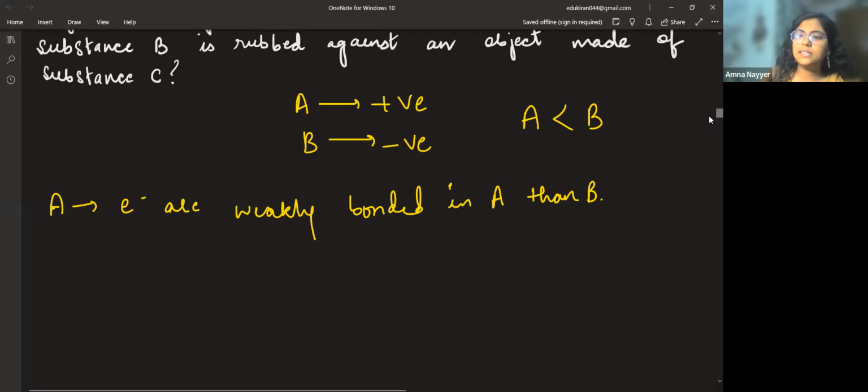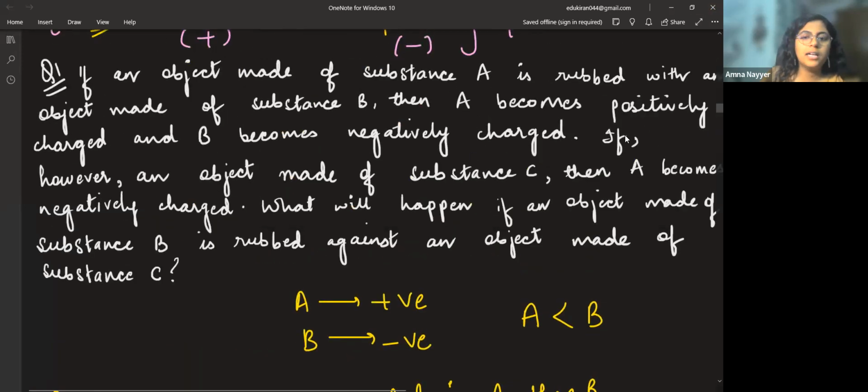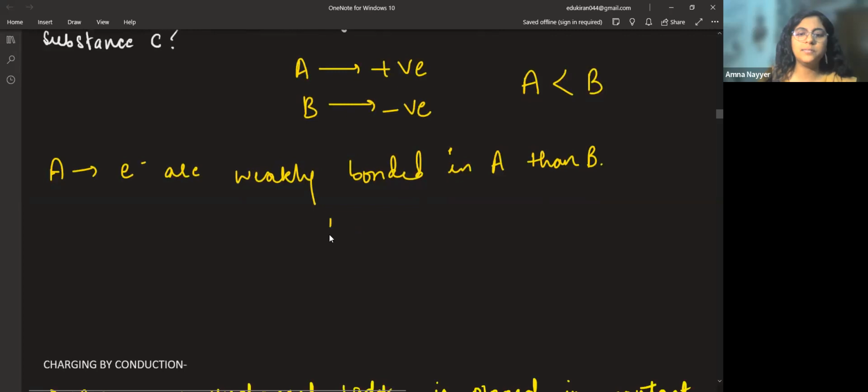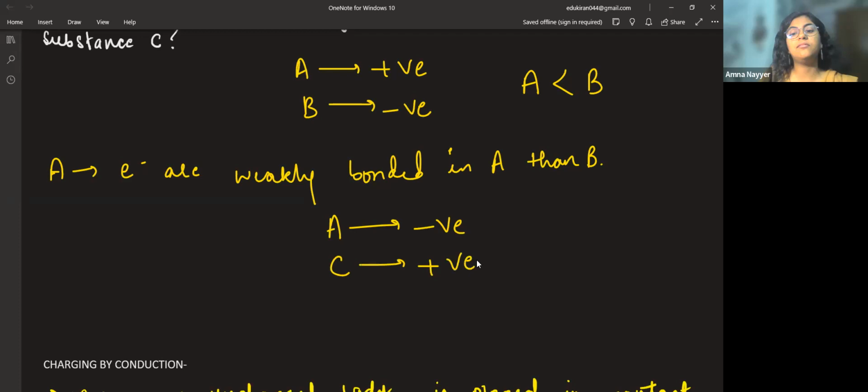Then it says C was also introduced. If, however, an object made of substance A is rubbed with an object made of substance C, then A becomes negatively charged. That means C automatically becomes positively charged here. This is saying A is negatively charged and C is positively charged. Now, what can you say about this? Which has the stronger bond, A or C? Yes, class, A or C?